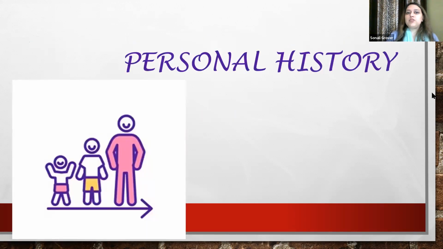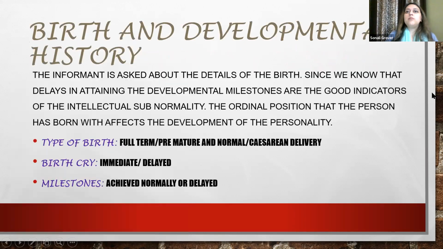Personal history. Coming to personal history, birth and developmental history. The informant is asked about the details of birth, any delays, any developmental milestone delays. You can ask about all the milestones like walking, talking, standing, sitting, all of those. What type of birth? Was it full term, premature, normal? What kind of delivery was it? Was the birth cry present immediately or was it delayed? These are important things to ask.